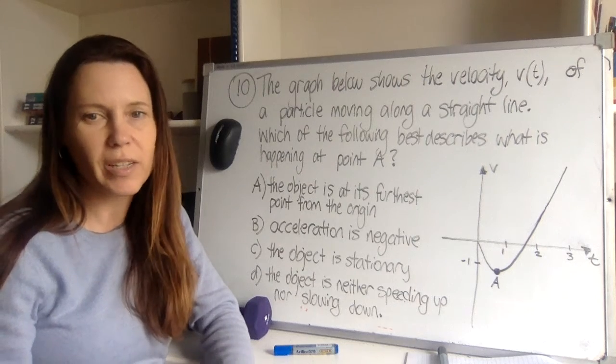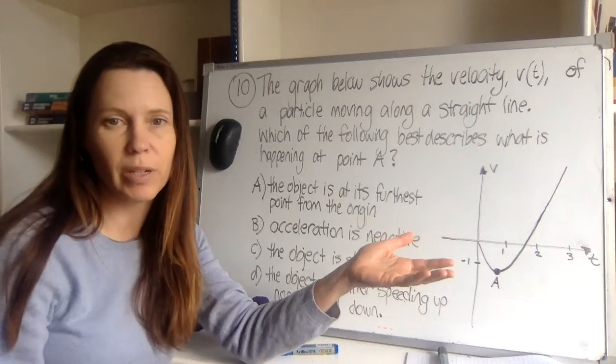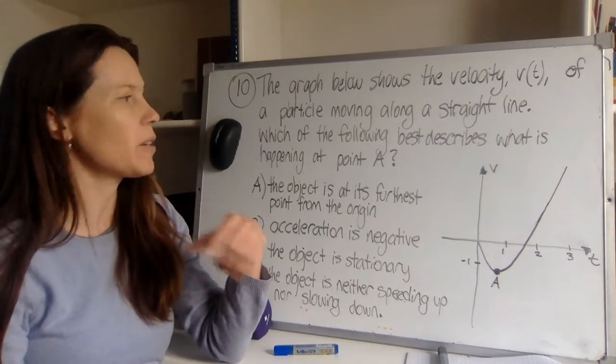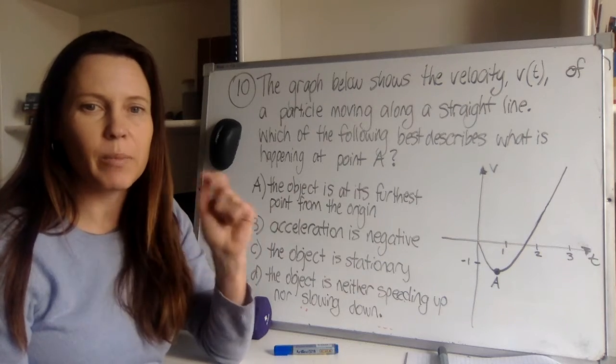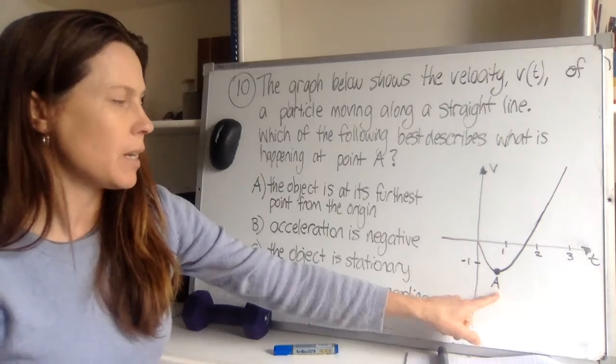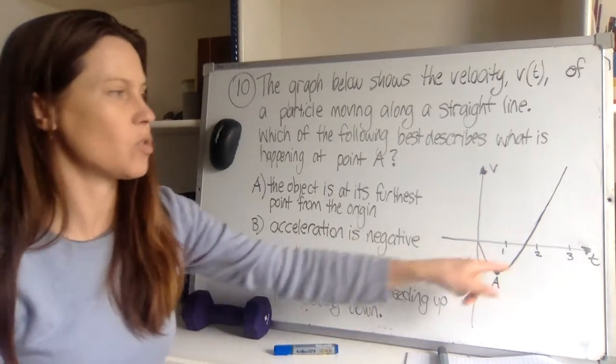Question 10 is quite tricky because you need to be able to look at a graph of velocity and understand what's going on. So we've got the graph of the velocity here of a particle that's moving along a straight line, and we need to describe what's happening at point A.